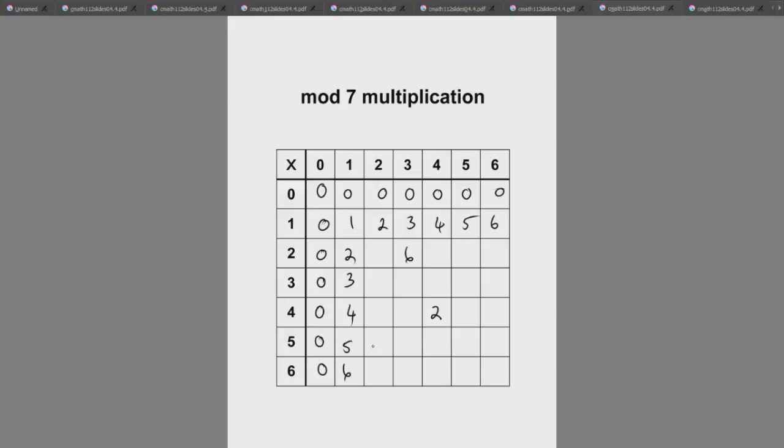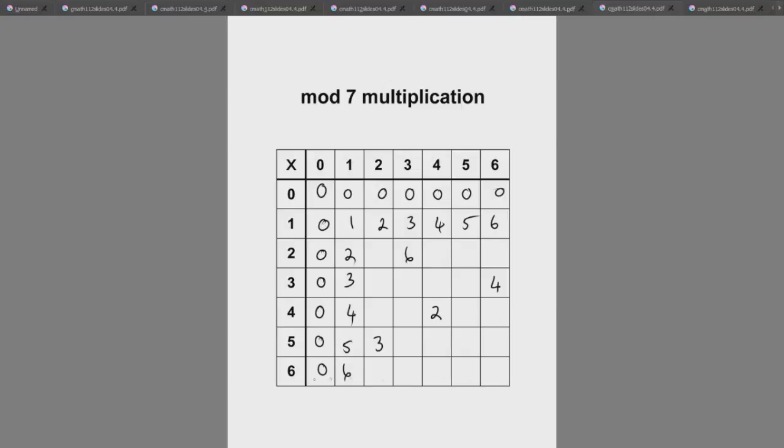5 times 2 is 10. That'll be 3 mod 7. So the numbers don't go in increasing order because I'm looping around. Let's do one more. Let's do this one. 3 times 6 is 18. That'll be 4 mod 7.